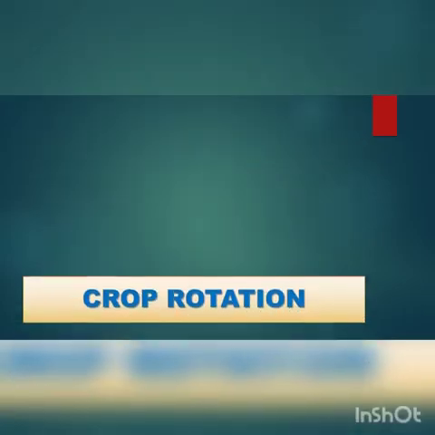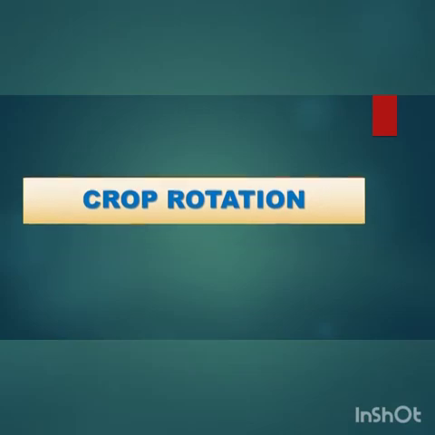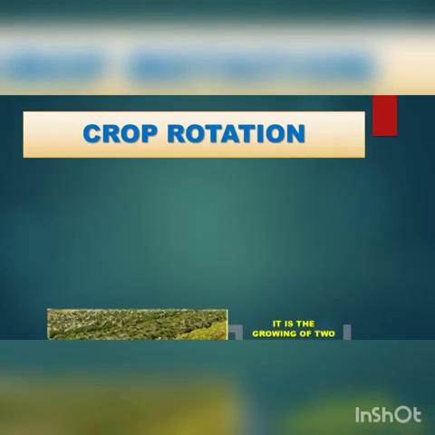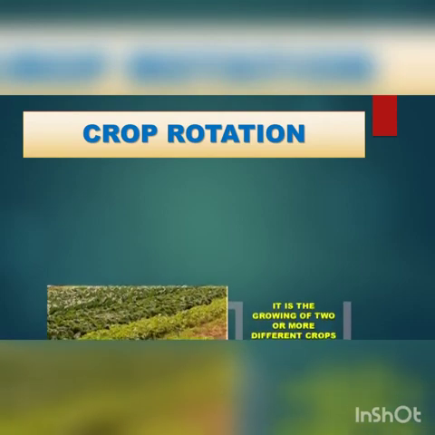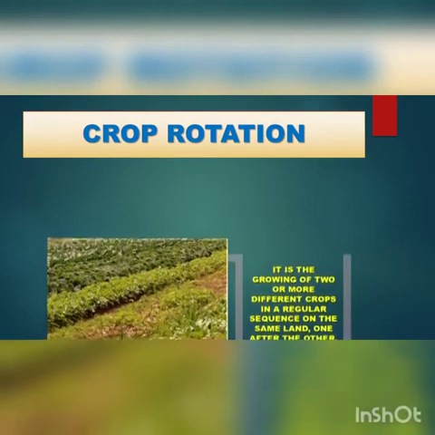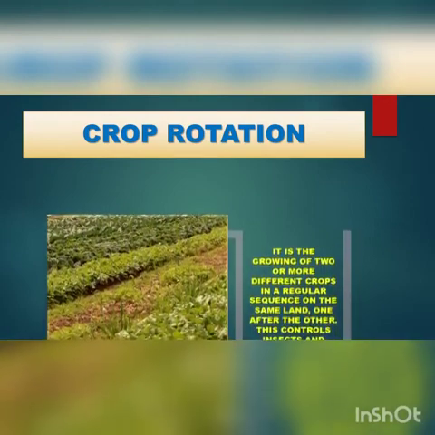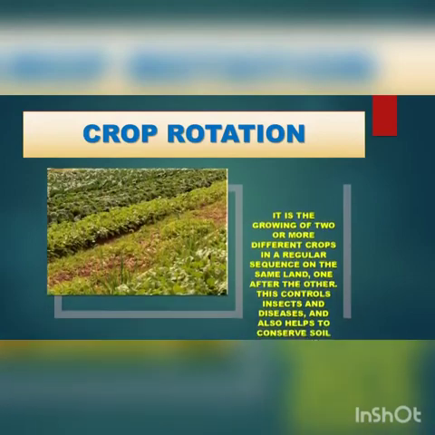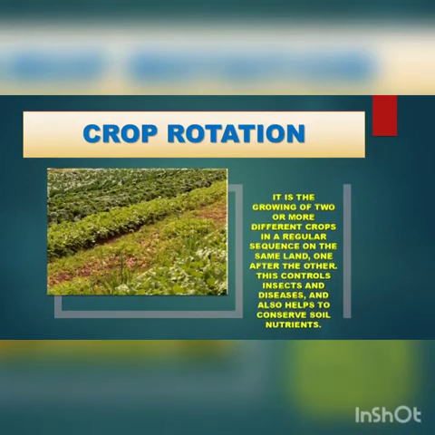Our next method is crop rotation. It is the growing of 2 or more different crops in a regular sequence on the same land, one after the other. This controls insects and diseases and also helps to conserve soil nutrients.